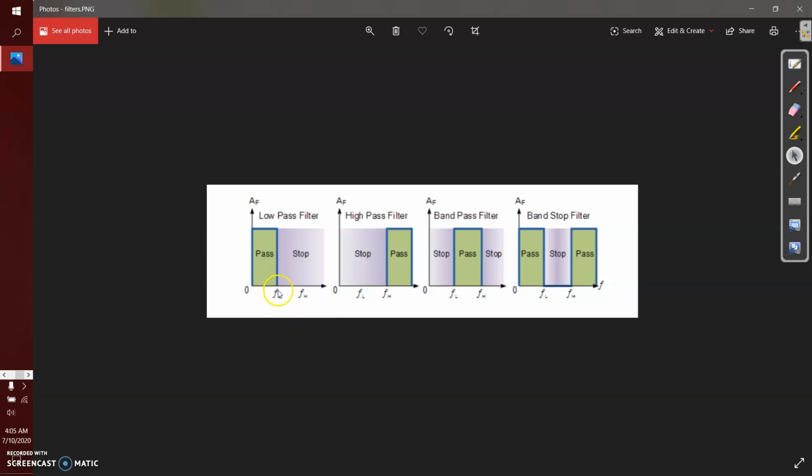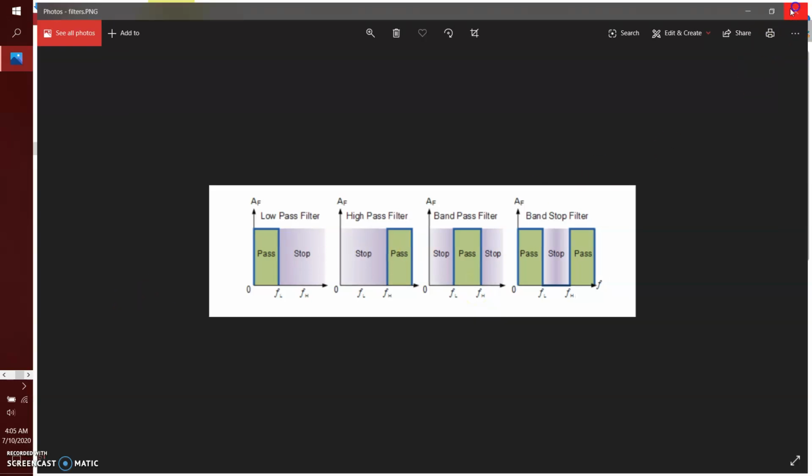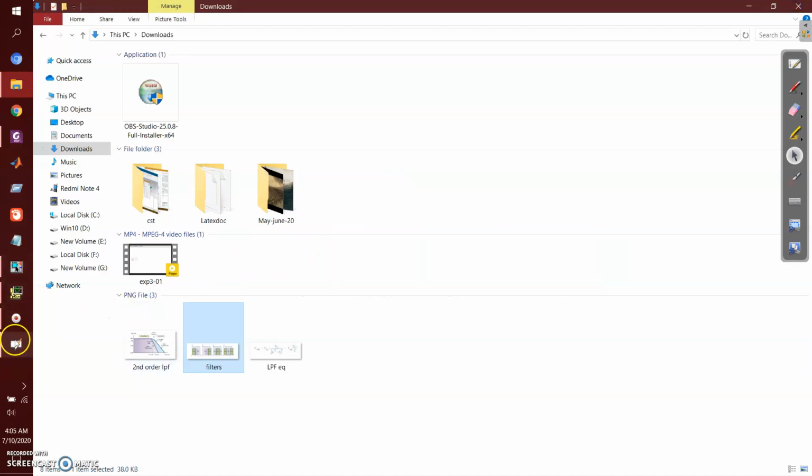Here you can see this frequency, at which the filter is actually cropping out the other portion. We call it the cutoff frequency, where the filter is actually cutting off. This is the cutoff frequency, and for the high pass filter this is the cutoff frequency. Now for band pass and band stop filters I have two cutoff frequencies. One is on the low side, one is on the high frequency side. Okay, so now let's go there again.